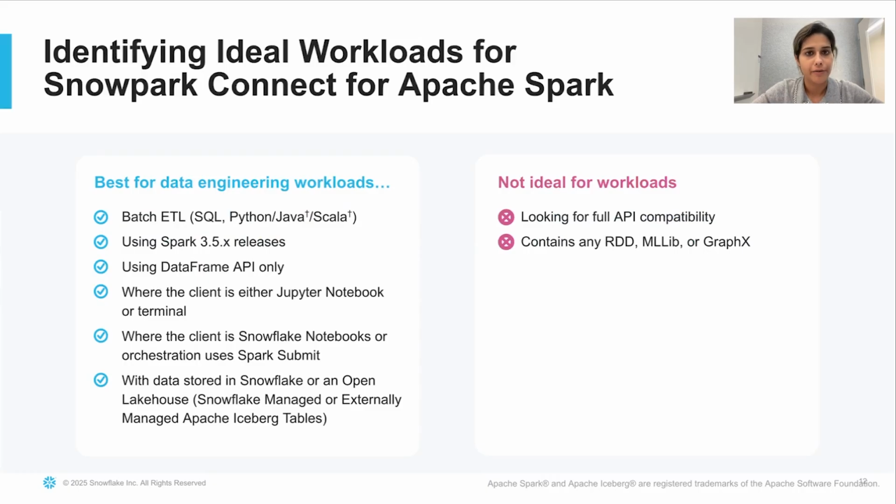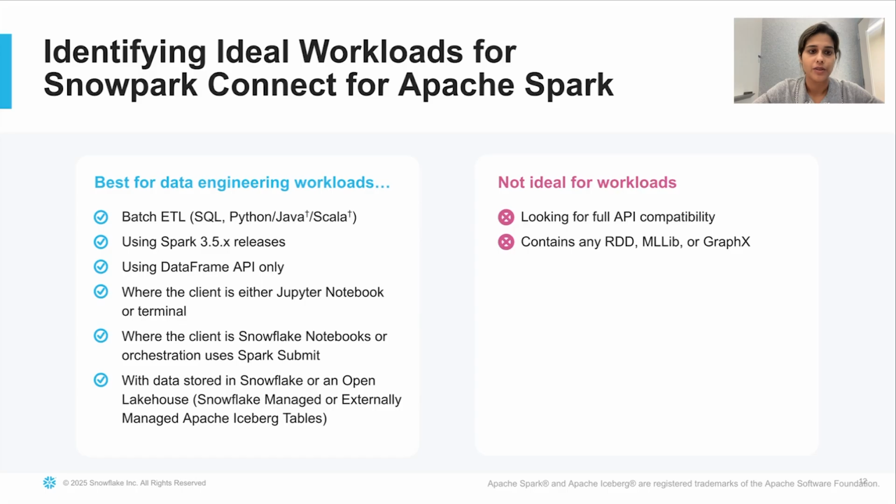So, how do you identify what are the right ideal workloads for Snowpark Connect for Apache Spark? Snowpark Connect works really great for your ETL pipelines, which are centered around data engineering or feature engineering. As I said, there is support today for Spark SQL, Python Spark, Java is coming soon, and Scala is there. It's in private preview right now. So we are encouraging customers to come to us if they are on SQL, Python, or Scala at this point.